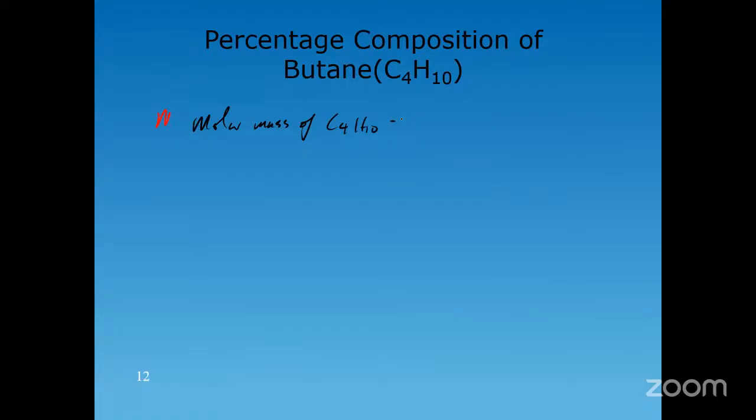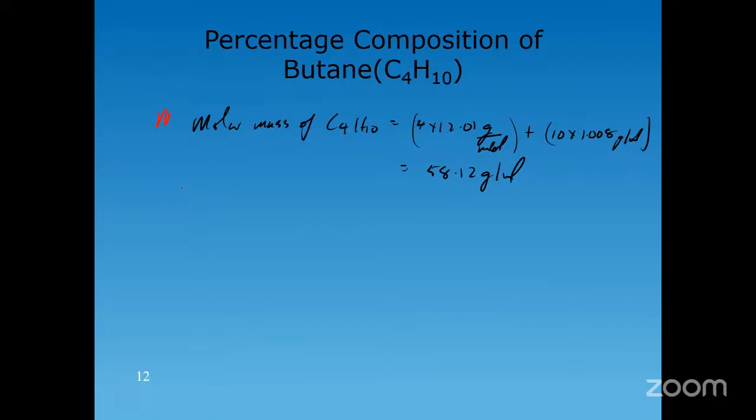again, we just go to the periodic table and we look at the molar masses of the different elements. So in the case of carbon, that's 4 times 12.01 grams per mole. And then we add that to 10 times 1.008 grams per mole, right? And let's see what that gives. Okay, so according to my calculation, this works out to be equal to 58.12 grams per mole, all right?